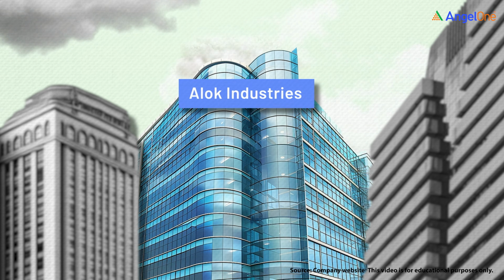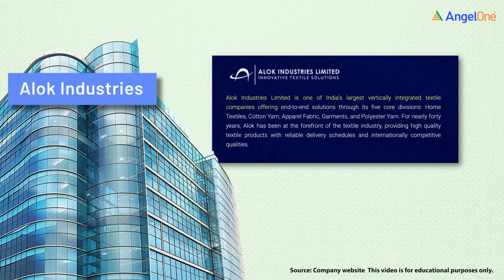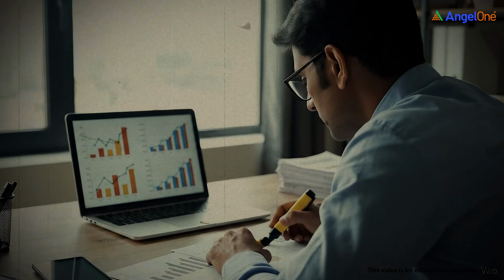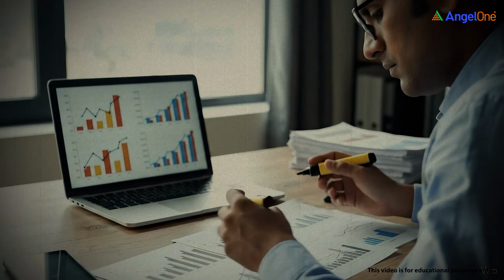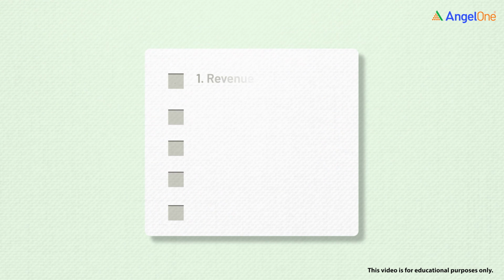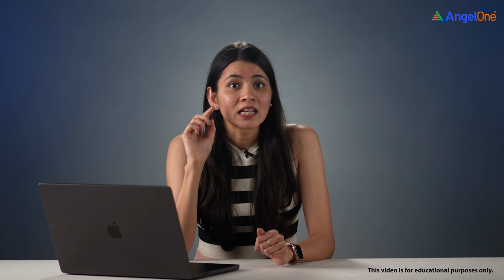Now let's revisit the companies we spoke about earlier. Alok Industries. It was one of India's largest textile manufacturers, making yarn, fabric, garments and home textiles. As an investor, if you looked at Alok Industries between 2007 and 15, everything looked promising. Revenues rising fast, capacity expanding, new verticals, new markets, profit showing up. But here's the real picture most investors missed.